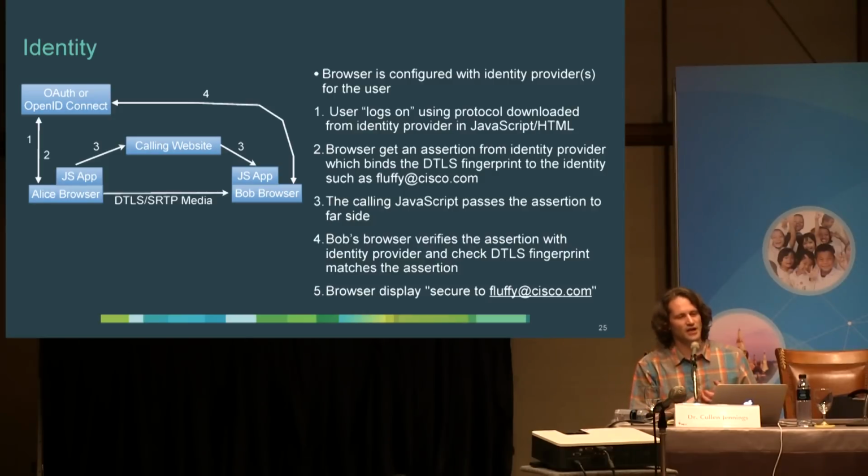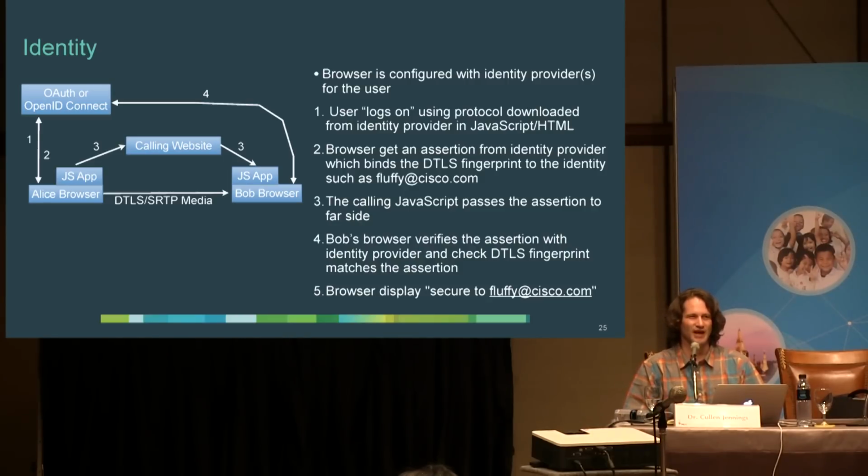So the basic problem is I'm going to set up this encrypted connection, and the encrypted connection has a fingerprint associated with it, and I want to be able to communicate that I really am the person bound to this fingerprint and pass that to the other side, and they can check that the person who claims to be talking to them really is the person the media is encrypted to.